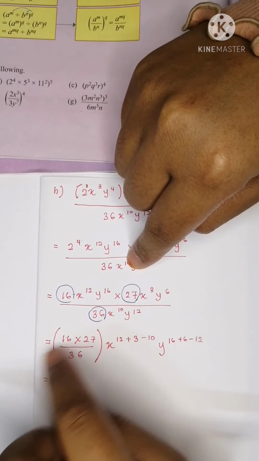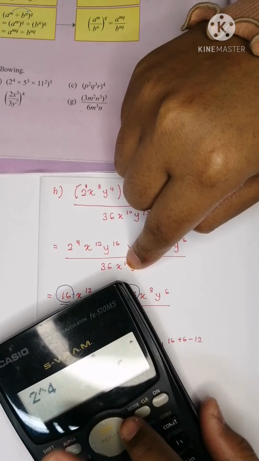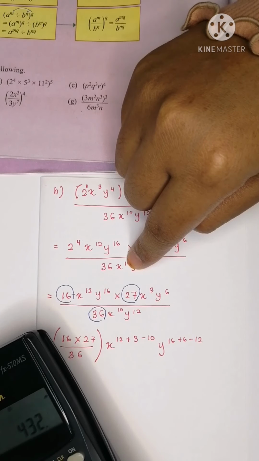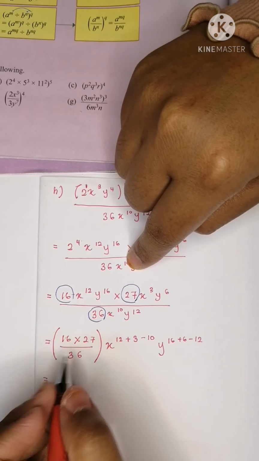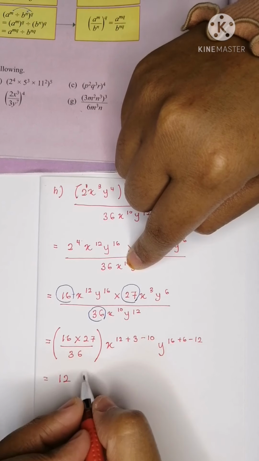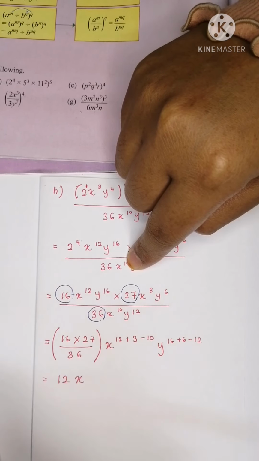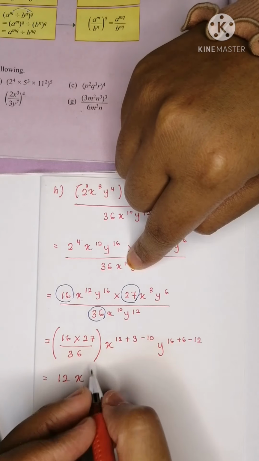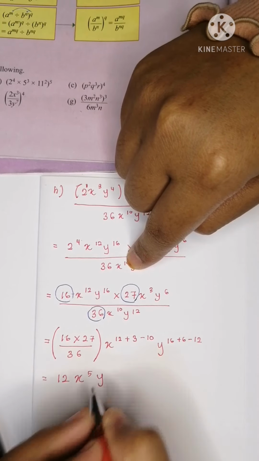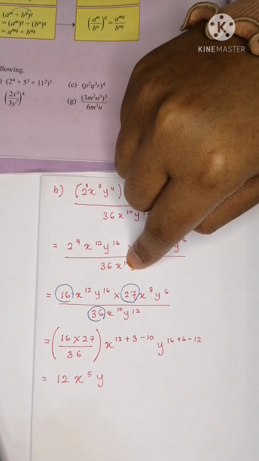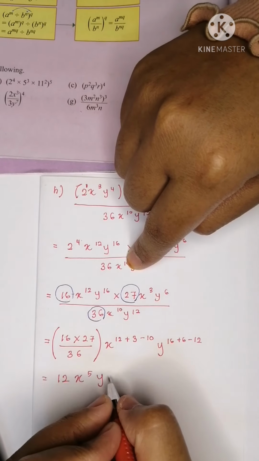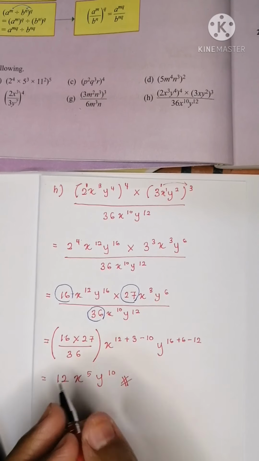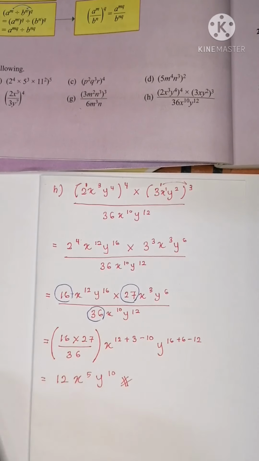So we solve for this one, 16 times 27 over 36. You got 12. Now x, 12 plus 3 minus 10, then you got 5. Now for y, 16 plus 6 minus 12, then you got 10. So that's it. This is the final answer. Step by step, very easy.